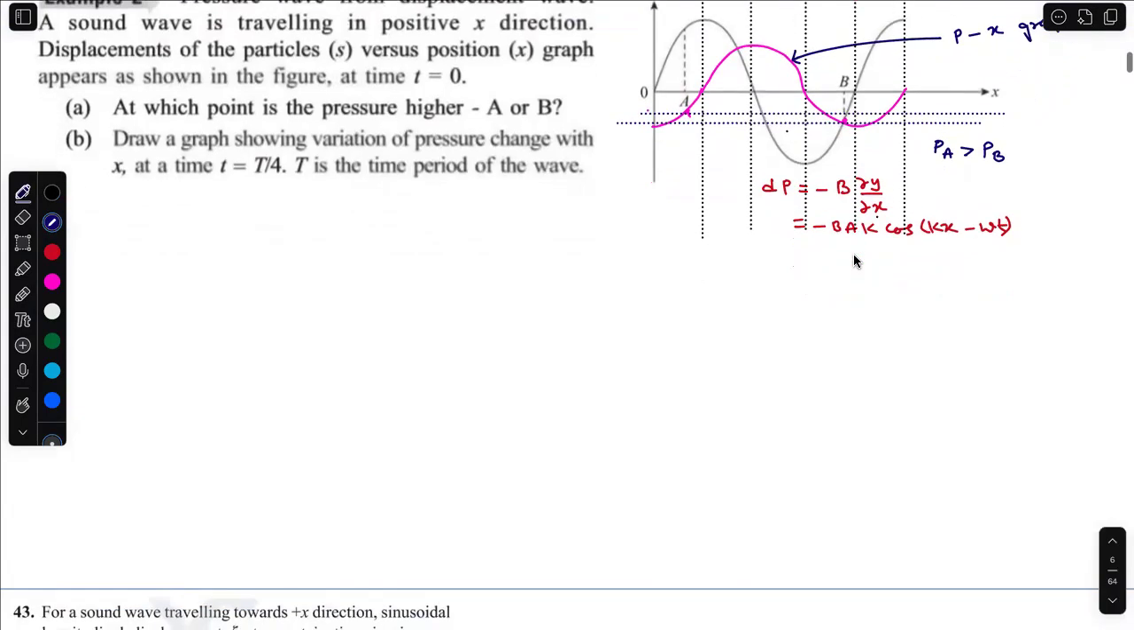Next, draw a graph showing the variation of pressure change with x at a time t equals T by 4. T is the time period of the wave.